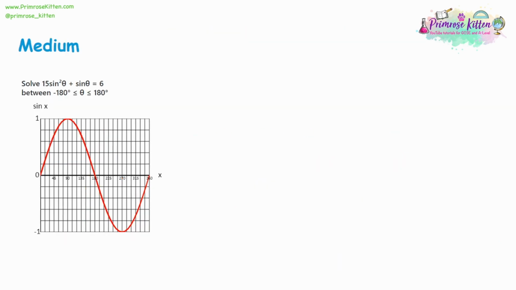For the next question, we have something that looks like a quadratic. And what we want to do is rearrange this to be more like a quadratic you can solve. So we want our squared term. So we've got 15 sine squared theta. Then we want our kind of sine term. So we have 1 sine theta. Then we want our number term. It's on the wrong side.